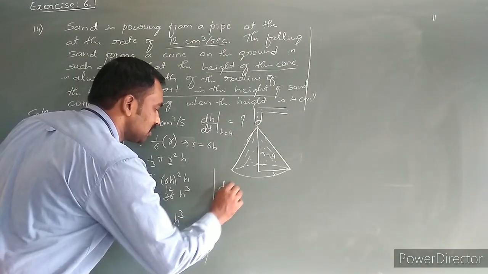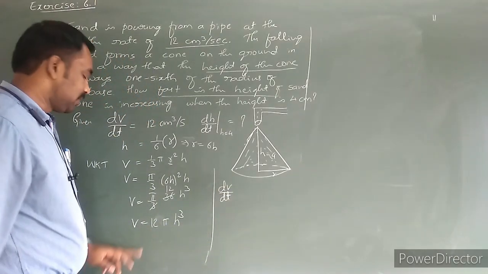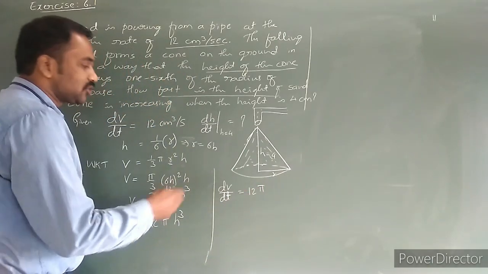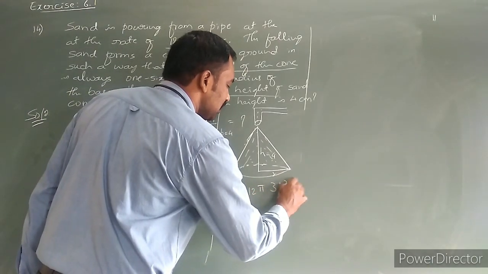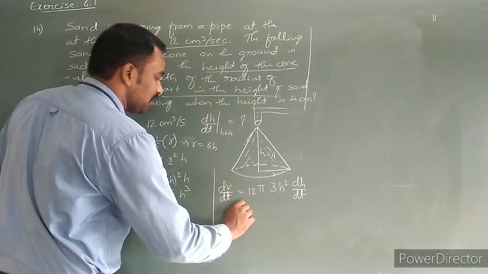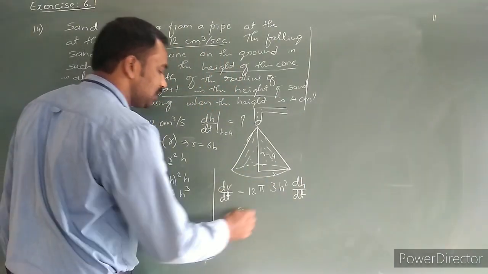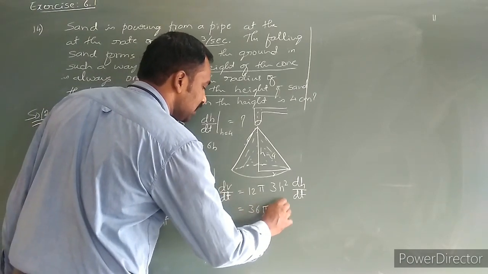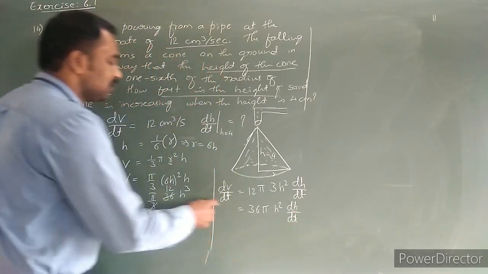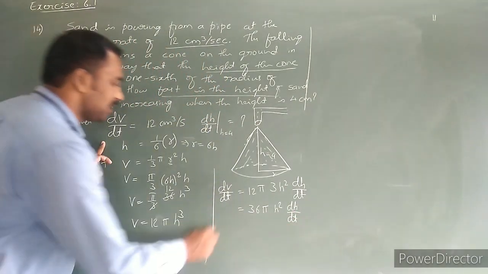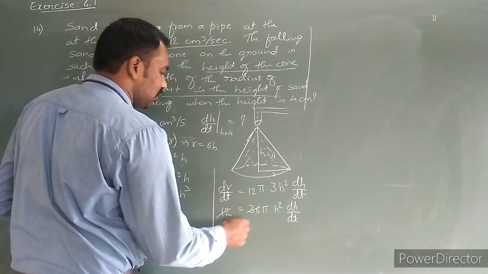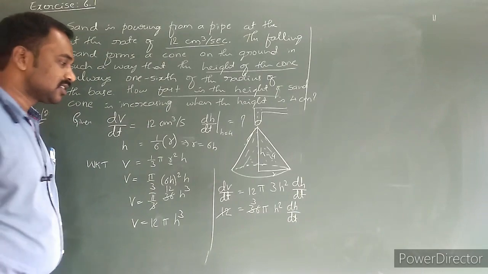Now if we differentiate with respect to time, we will get the required value. dV by dt is equal to 12 pi as the coefficient, and the differentiation of h cube is 3 times h square into dh by dt. Now simplify: 12 into 3 is 36 pi h square dh by dt. We already know dV by dt, which is 12. So here we can cancel: 12 ones are 12, 3 12s are 36.